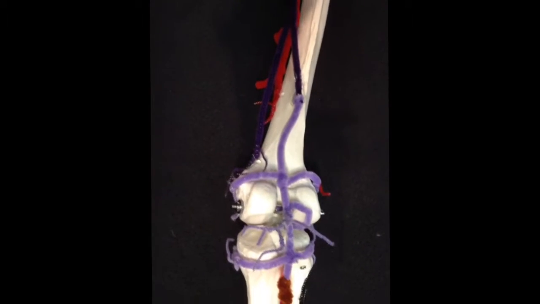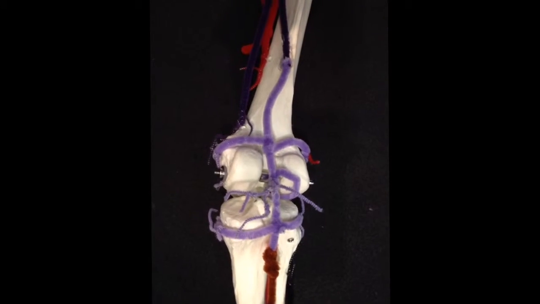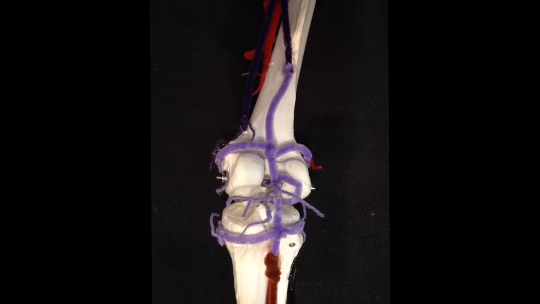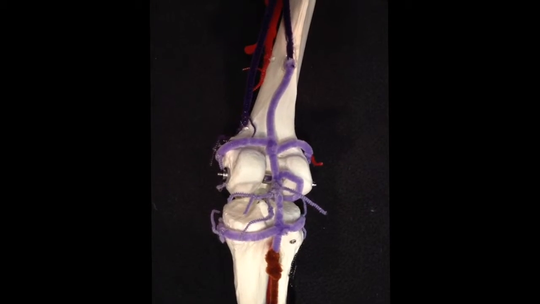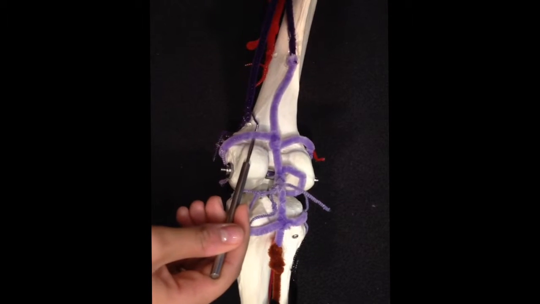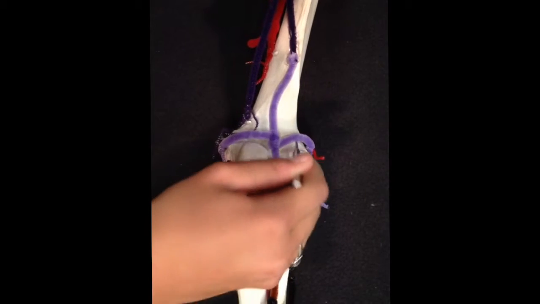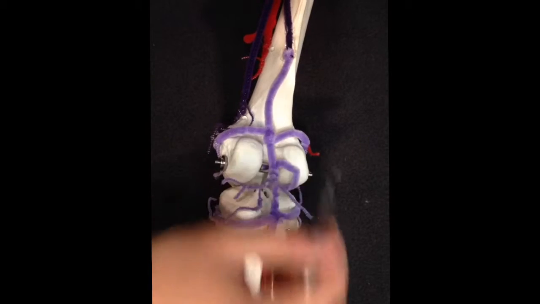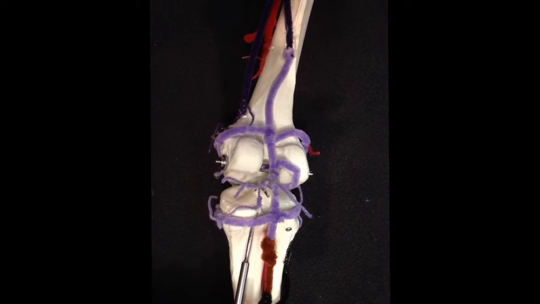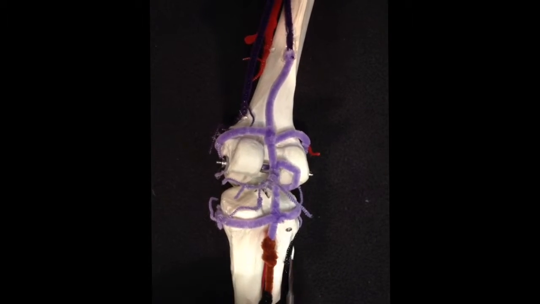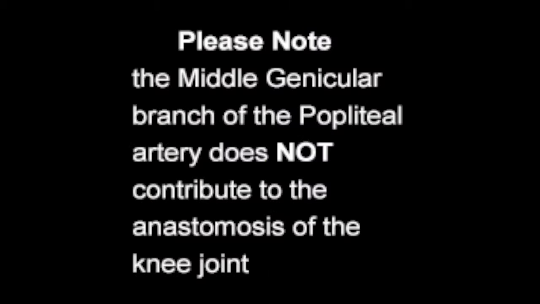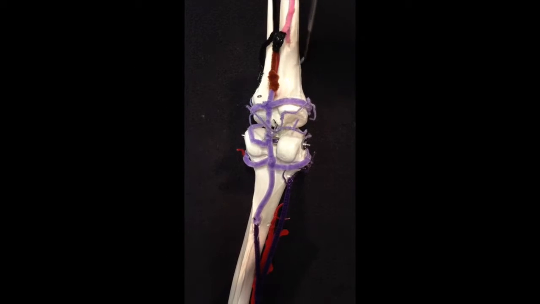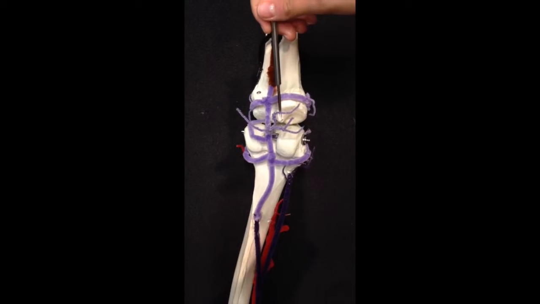The popliteal artery descends down the posterior thigh, giving off genicular branches that supply the knee joint. These branches are as follows: the medial superior genicular branch, the lateral superior genicular branch, the medial inferior genicular branch, the lateral inferior genicular branch, and the middle genicular branch. The sural branches also come off of the popliteal artery.